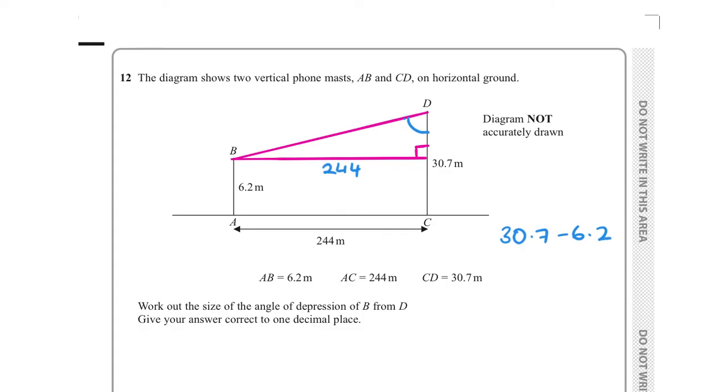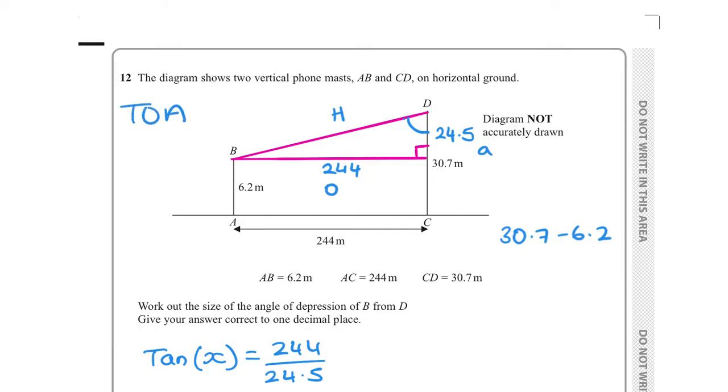Now, can I just say something? It says diagram not drawn accurately. I mean, look how big 6.2 is here and how big 30.7 is, yeah? Of course, when they say not drawn accurately, they mean it. Okay, so we get 24.5. Okay, so we have opposite, adjacent, hypotenuse. So this is tan of the angle equals opposite over adjacent. SOHCAHTOA.